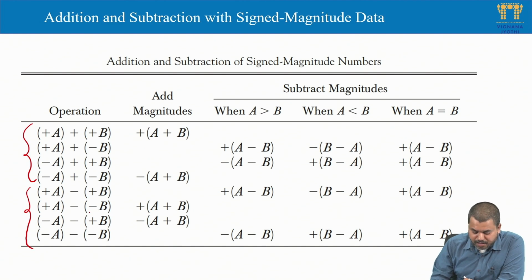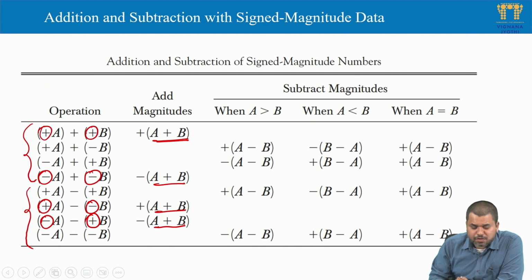Now you can see here, in case of addition, if the signs are the same, positive positive or negative negative, similarly in case of subtraction, if the signs are different, we can perform the addition. So here we can perform the addition. So this is the first observation.